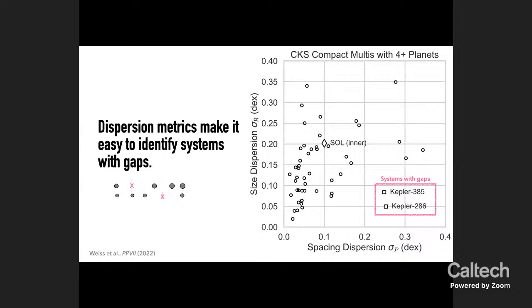In addition, we can use this metric to identify outliers that have small size dispersion, but large spacing dispersion. These are systems that have a clear gap in their architectures. There is likely a planet in the gap that either transits but was not detected or does not transit at all. And looking for these planets should be a lot of fun.